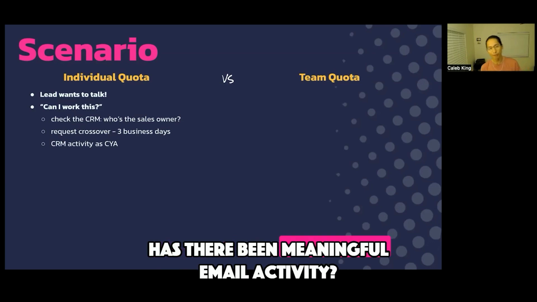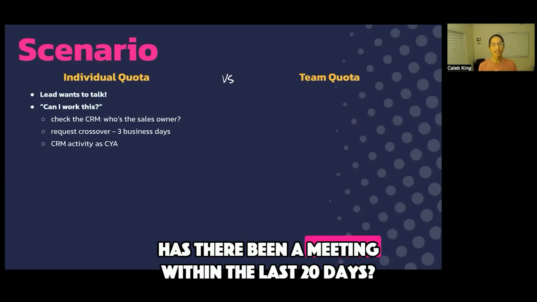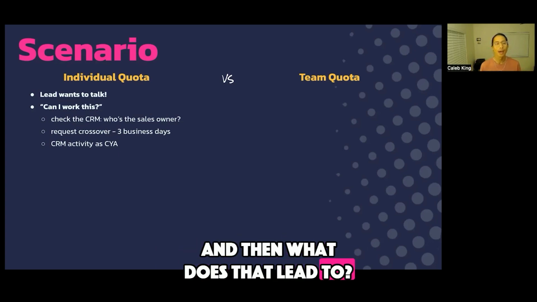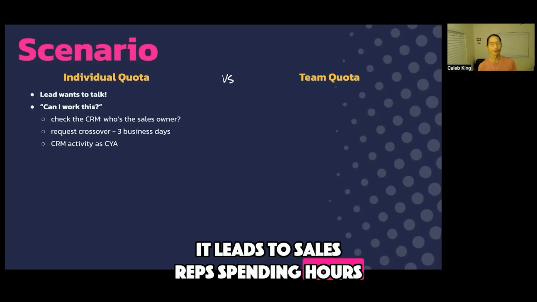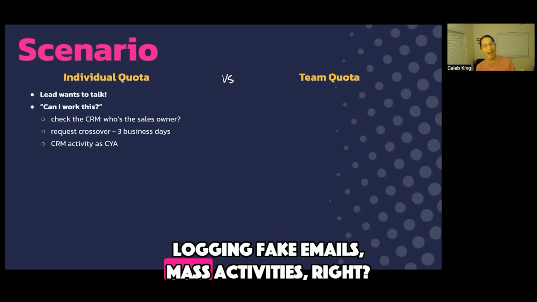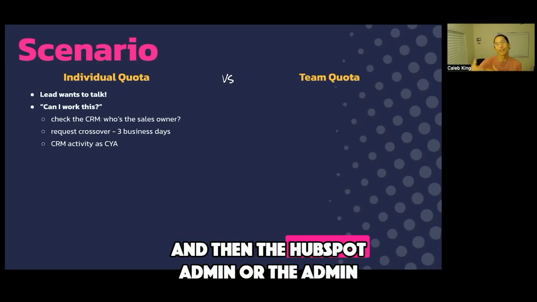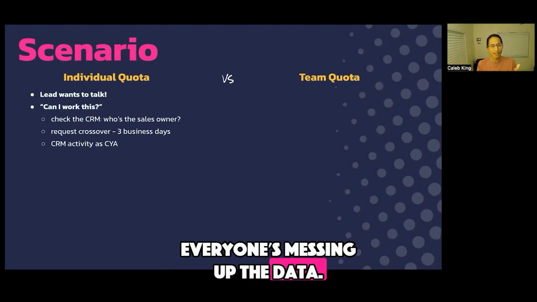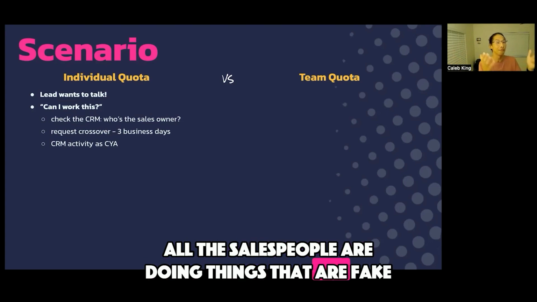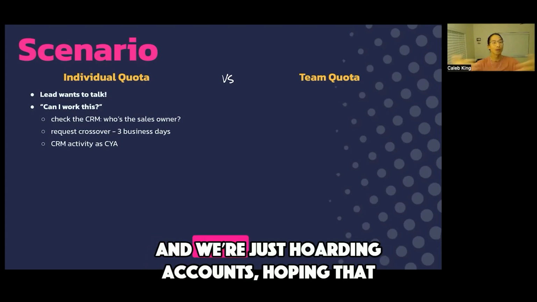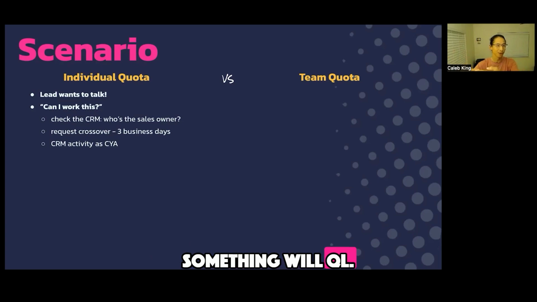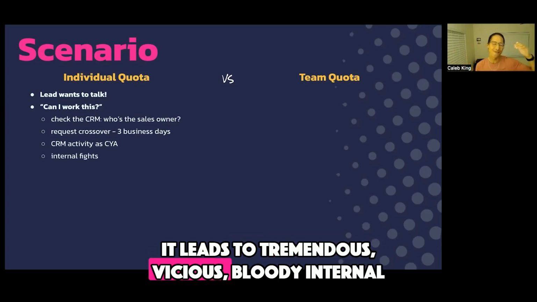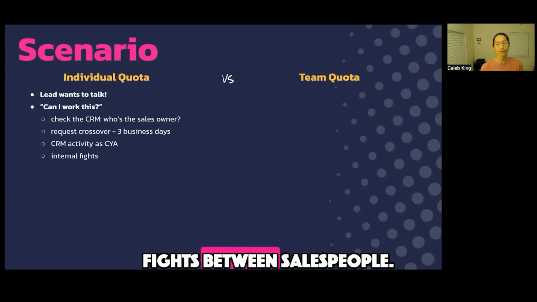Has there been meaningful email activity? Has there been a meeting within the last 20 days? Has there been XYZ? And then what does that lead to? It leads to sales reps spending hours logging fake emails, mass activities, right? And then the HubSpot admin, or the admin, is pissed because there's no good data. Everyone's messing up the data. All the salespeople are doing things that are fake just to cover themselves. And we're just hoarding accounts, hoping that something will QL. What else does it lead to? It leads to tremendous, vicious, bloody internal fights between salespeople.